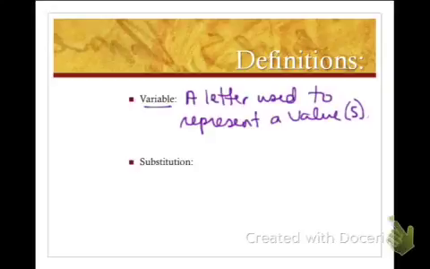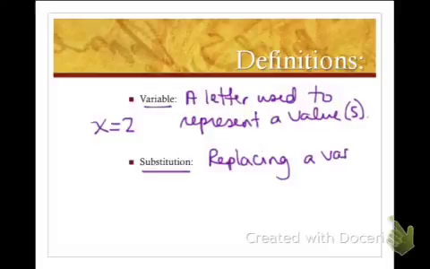And what happens when we start to look under the set of directions of evaluate with variables is I have to know what that variable is. I'm going to see tonight evaluate if x equals 2. And that means wherever I see the x, I have to replace it with its known value, which is 2. And that replacing it is called substitution. It's replacing a letter or a variable with its known value.